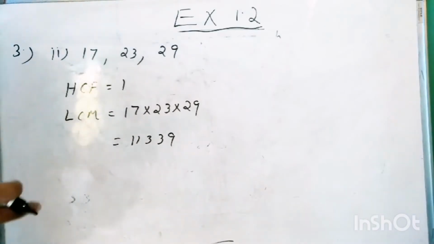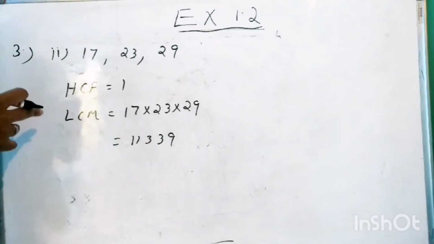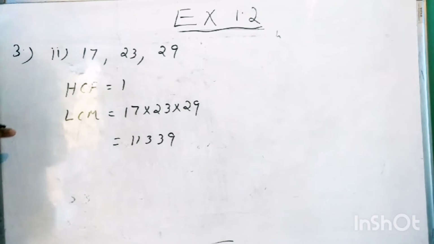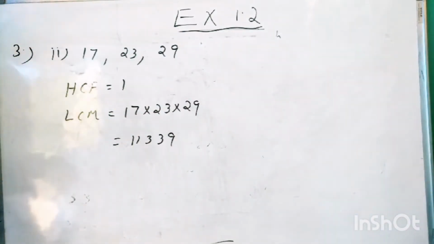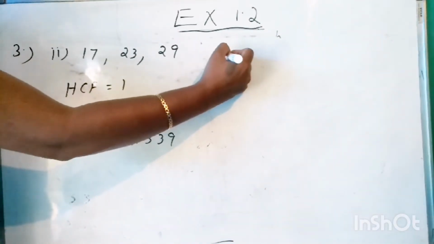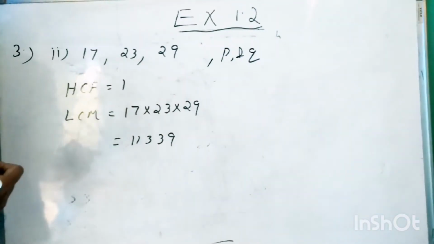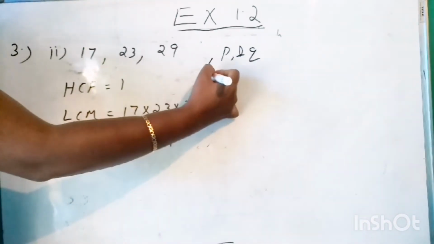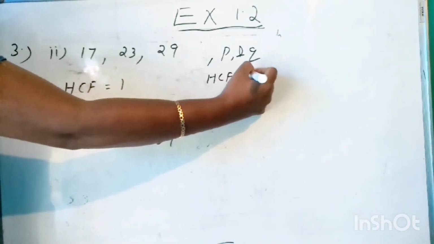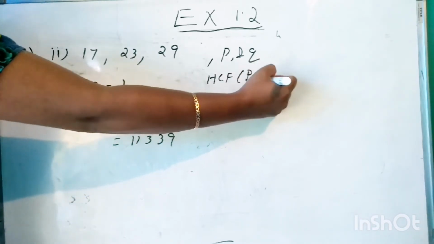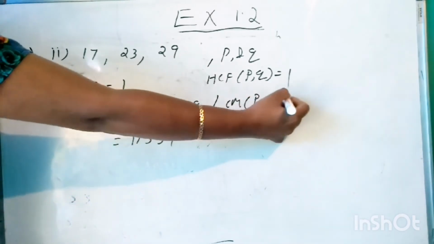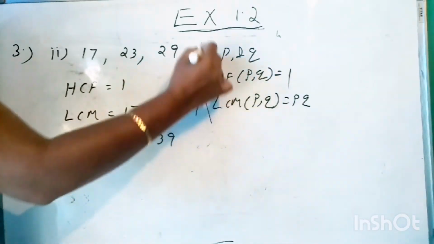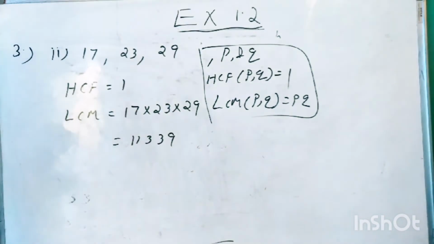So dear children, just keep it in your mind. If the given numbers are prime numbers, then the HCF of those numbers is 1 and for the LCM, just take the product of those numbers. So in general, if P and Q are 2 prime numbers, then the HCF of P and Q is equal to 1 and the LCM of P and Q is equal to PQ.